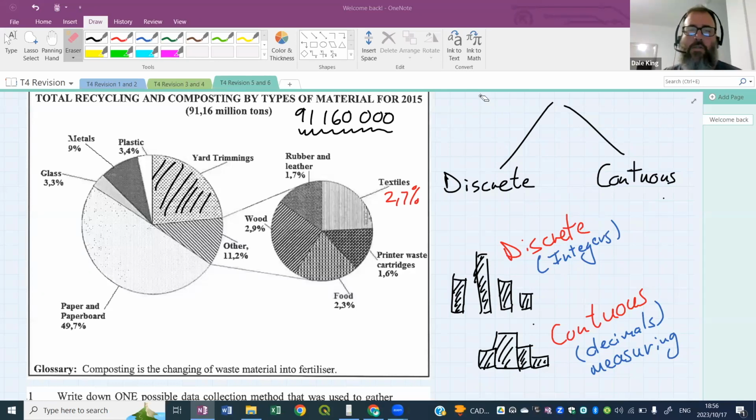Yeah, I agree with you. I think we should still use a bar graph. There's also no intervals. It's not like we're classifying the numbers into intervals here like a histogram does. These are categories. So we can see metals, plastic, yard trimmings, other, paper, glass. Those words are discrete data words.